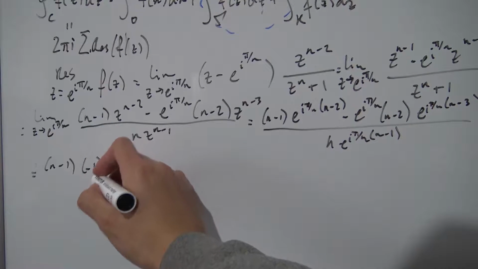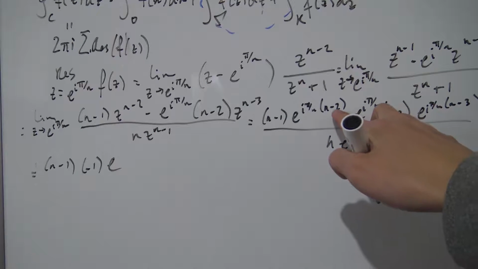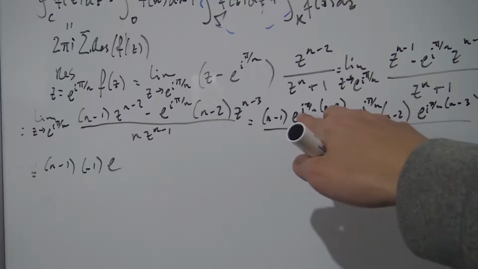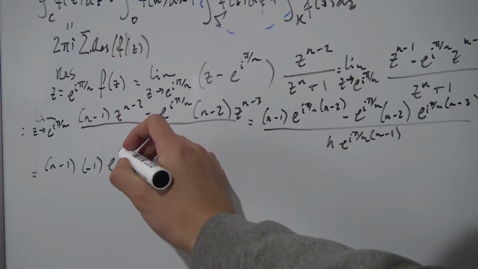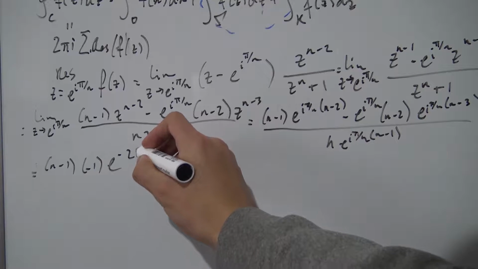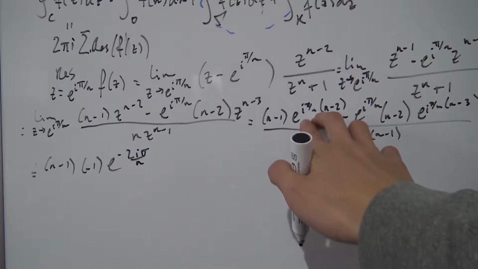So first of all, we're going to have negative 1 right here. And then we're still going to have e. Now multiplying by the second part in this bracket right here, we're going to have i times pi times negative 2 over n. So pretty much we're going to have negative 2i pi over n. So that's this first term dealt with.